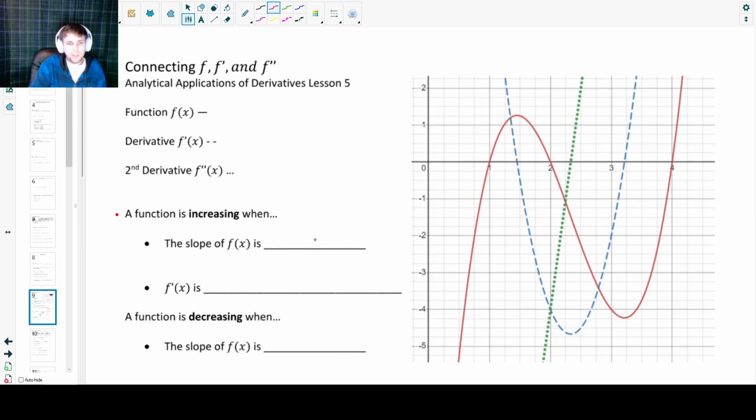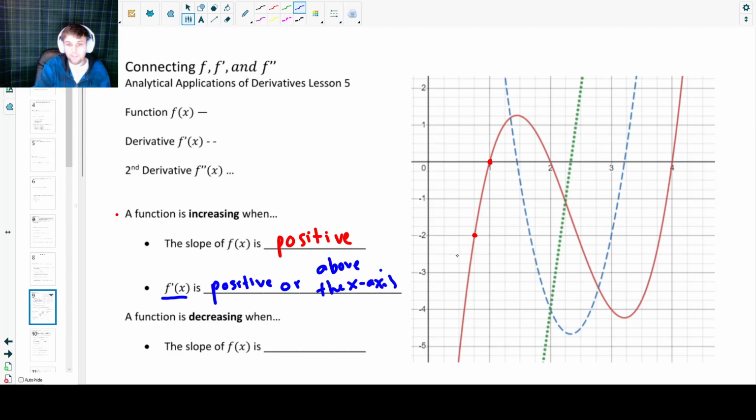So a function is increasing when the slope of the function is positive, right? That's a pretty easy one. Something has a positive slope, that means that it is going up or increasing. So if you look at our original function here, in this section between those 2 points, obviously the graph is increasing and has a positive slope. Similarly, a function can be said to be increasing when the derivative, f prime, is positive. And on the graph, what does that look like? It is above the x-axis.